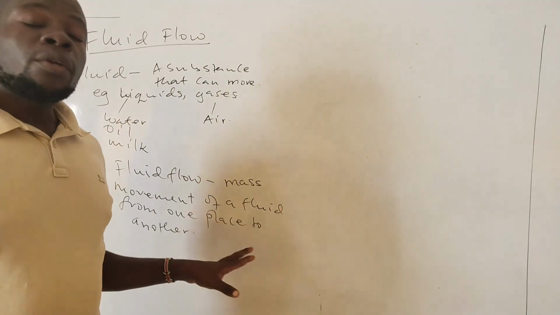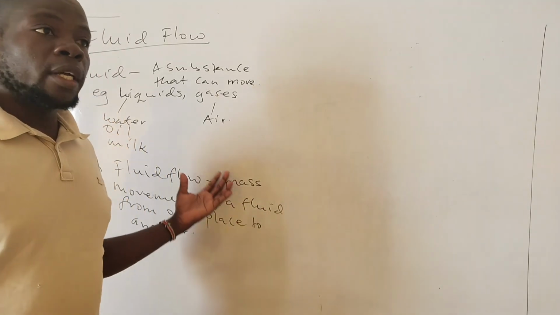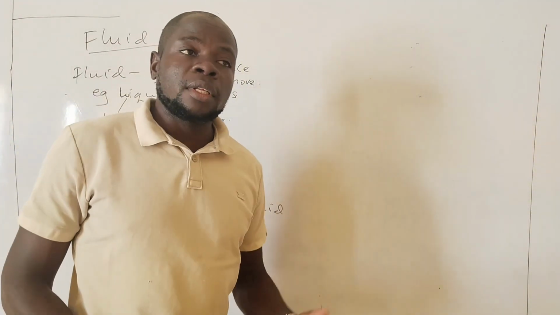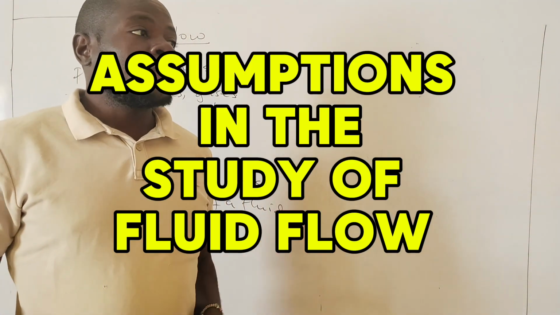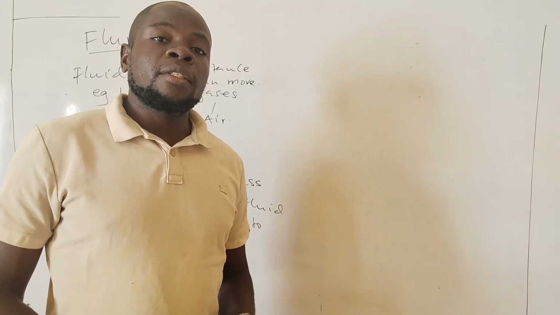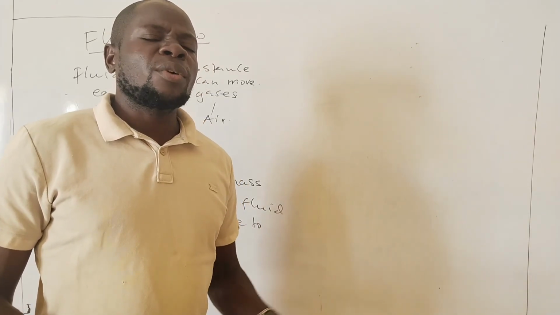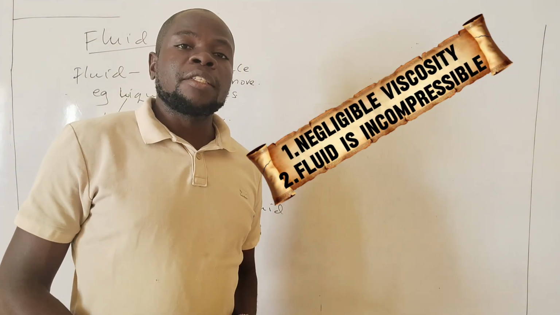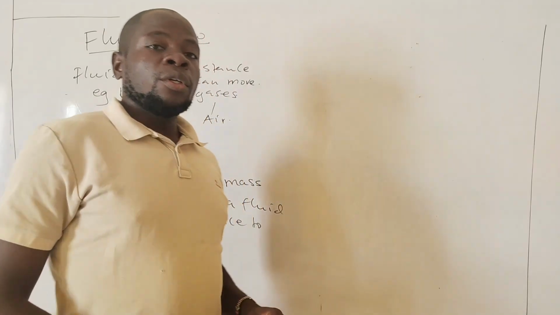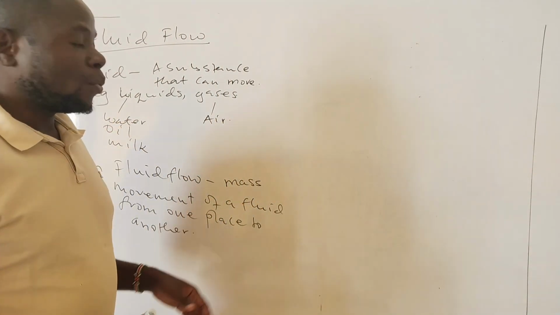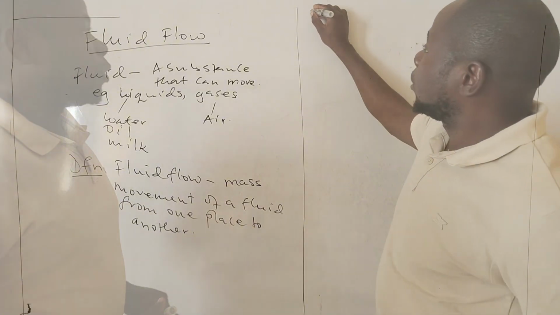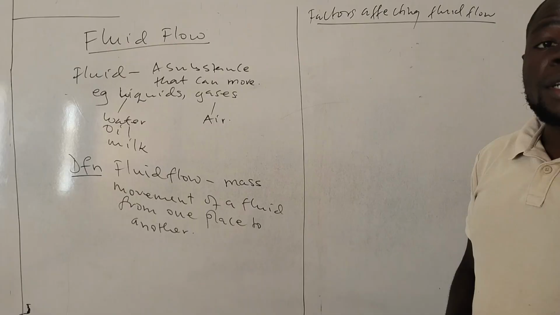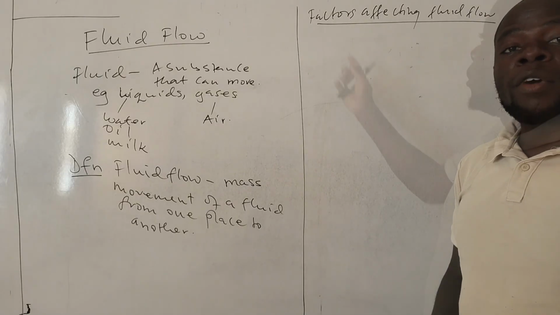Now, what do we consider when we study the fluid flow? So, number one, the assumptions that we make is that the fluid that we are studying is non-viscous. It has a less or no resistance. And then number two, that the liquid is incompressible. So those are the two assumptions that we make when we study the factors affecting a fluid flow. What are factors that can affect the flow of a liquid?